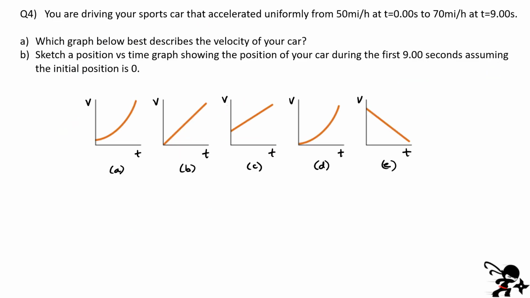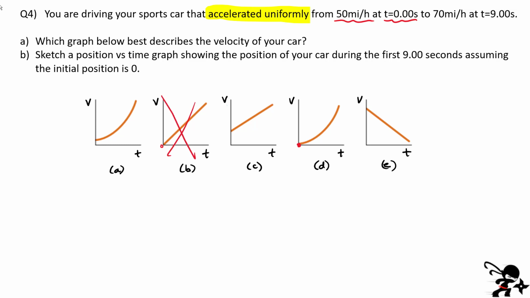All right, question 4. You're driving a sports car that accelerates uniformly from 50 to 70 miles per hour in 9 seconds. We want to know which velocity versus time graph describes the velocity of the car. So one of the key words here is uniform acceleration. And also look here, at time 0, we start at 50. So look at some of these graphs. Some of these graphs start right here at 0, right? At time 0 here, I'm at 0. So it definitely can't be that one.